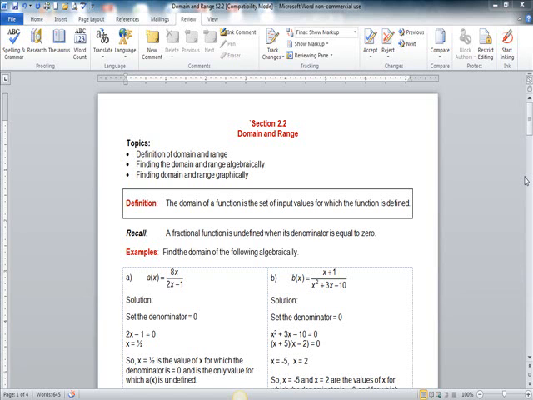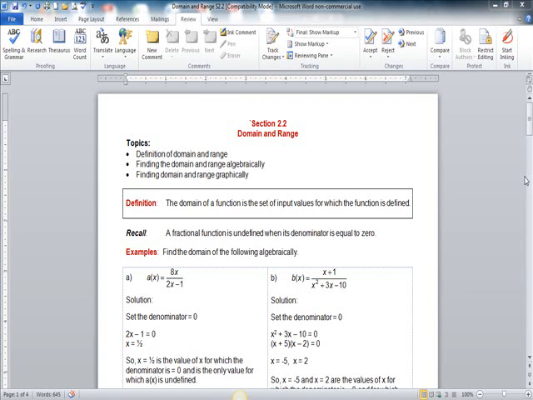Okay, let's take a look at section 2.2, domain and range. Let's start with a definition. The domain of a function is the set of input values for which the function is defined. Said in a little different way, the domain is the set of legal values. It's the values that we can use for the input that actually makes sense for the problem.